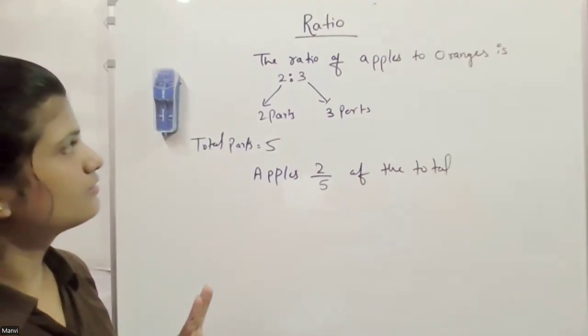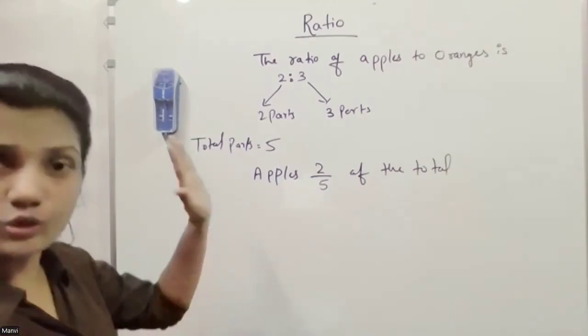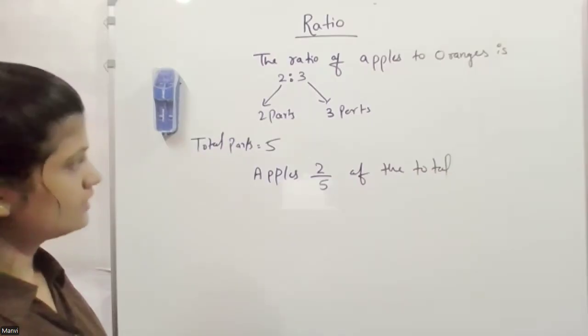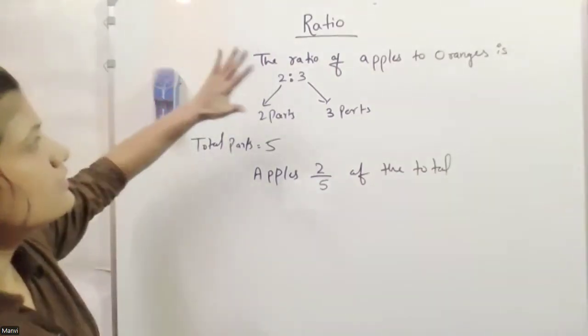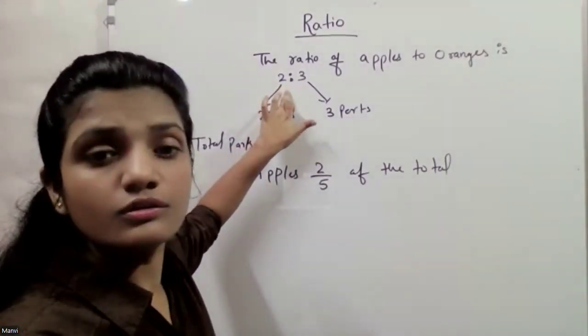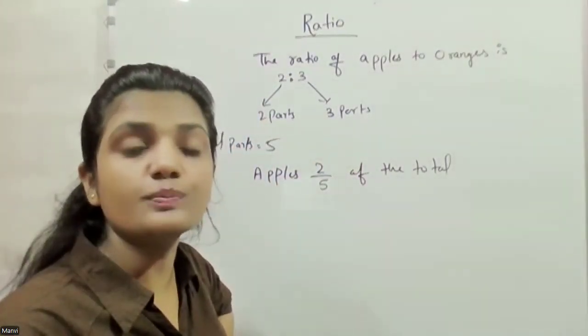So apples are 2/5 of the total. And for the oranges, it's 3/5 of the total. Can we do another sum? So here what we are doing is converting this ratio into a fraction. We can convert ratio into percentage as well.